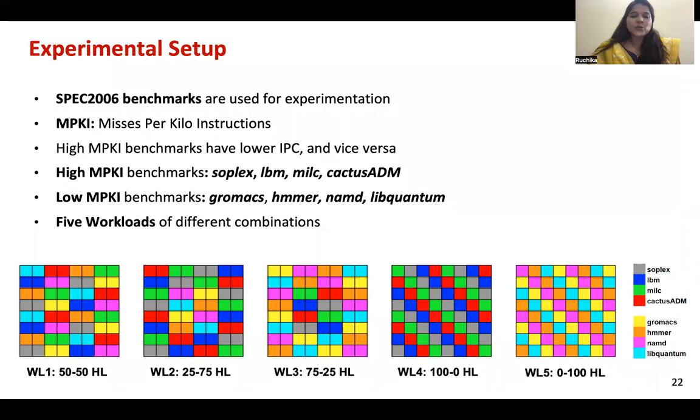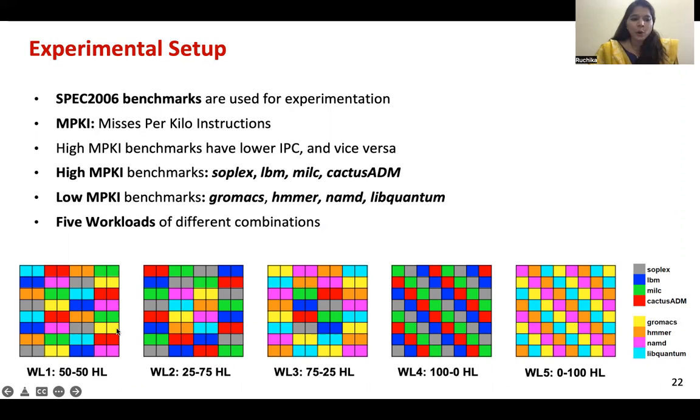SPEC 2006 benchmarks are used for this experimentation. We have categorized the benchmarks on the basis of misses per kilo instruction (MPKI) into high MPKI benchmarks and low MPKI benchmarks. And for different workloads with 5 different combinations, we have tried to collect the statistics. Where WL1 shows 50 high MPKI benchmarks and 50 low MPKI benchmarks.